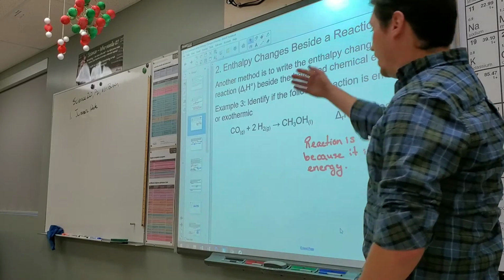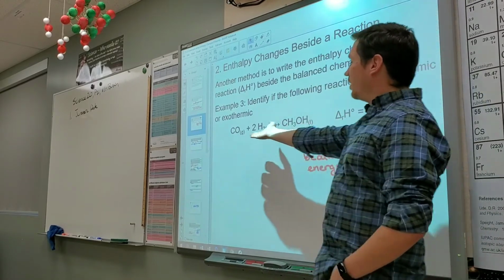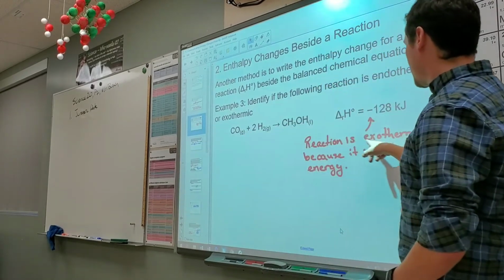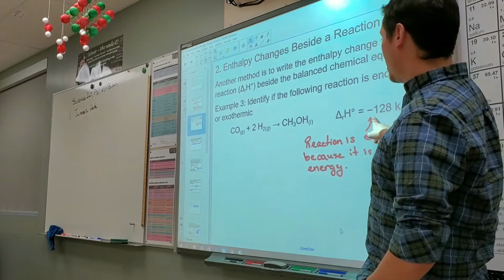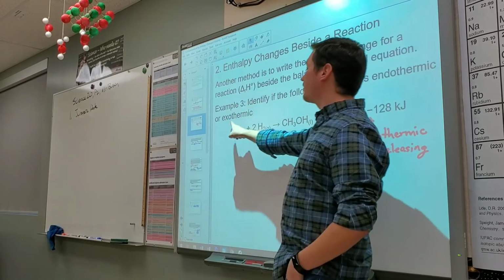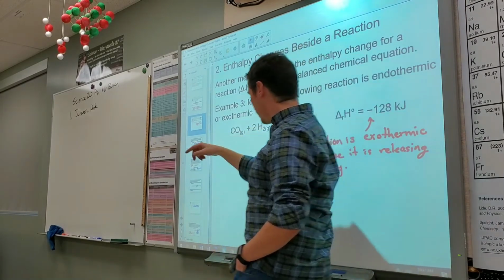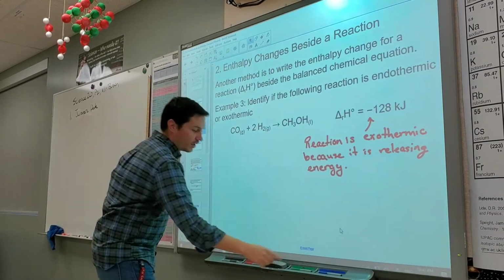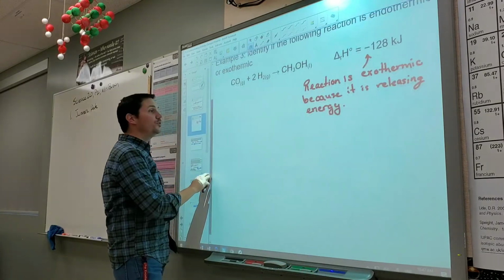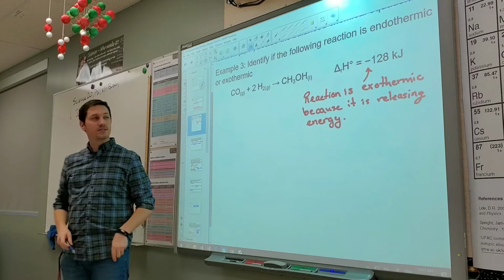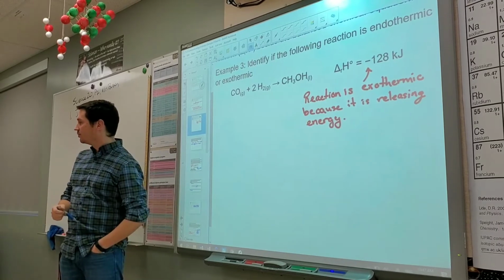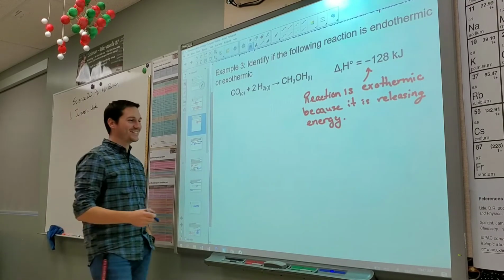Okay, so by way of an example, this chemical reaction is exothermic because it's releasing energy, and it's releasing 128 kilojoules for every 1 carbon monoxide, sorry. Do you have a little bit of room to write another chemical reaction? Yes. Okay, all right, let's do it.